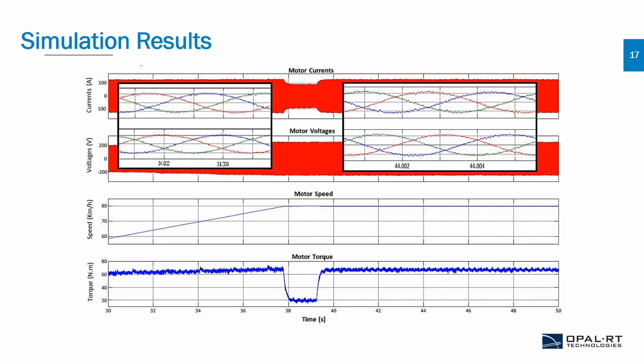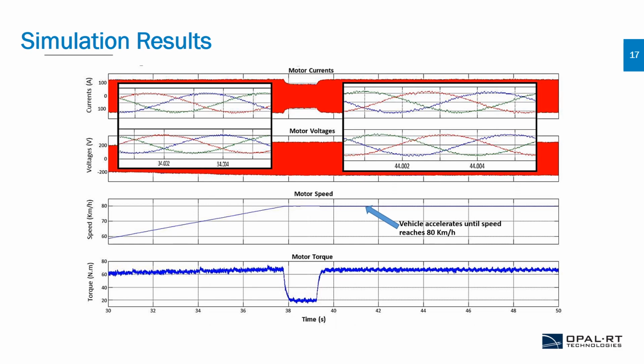The first simulation corresponds to the case where the vehicle accelerates until the speed of 80 km per hour at 38 seconds, and then the vehicle goes on a slope of 8% at 39.5 seconds. You can see different motor entities like the phase currents, the voltages, vehicle speed and electromagnetic torque shown in this picture.